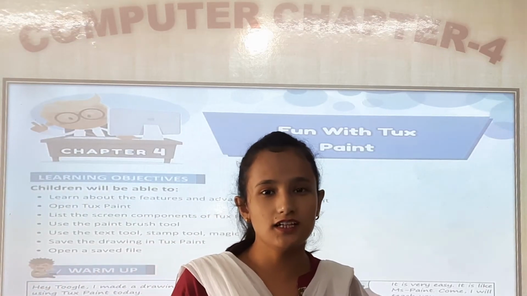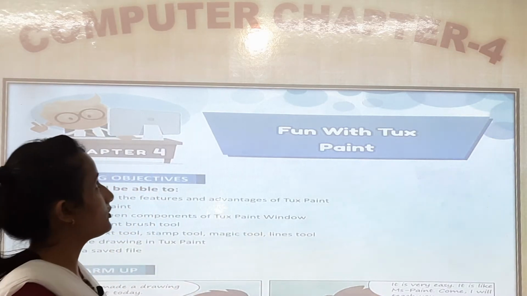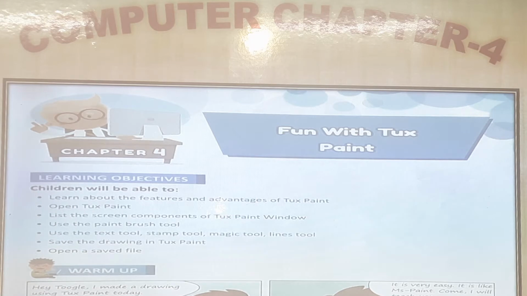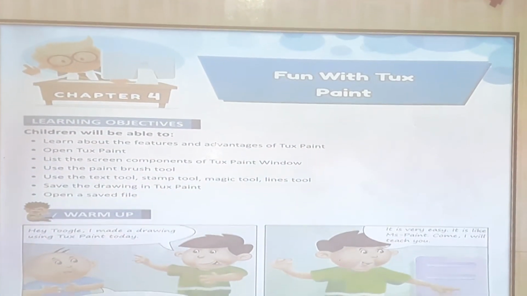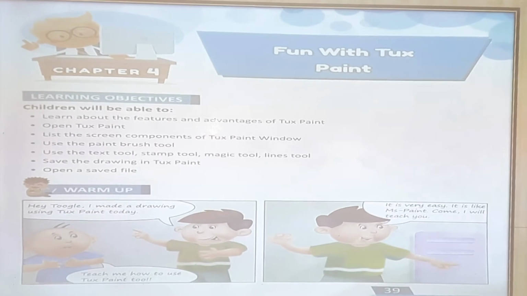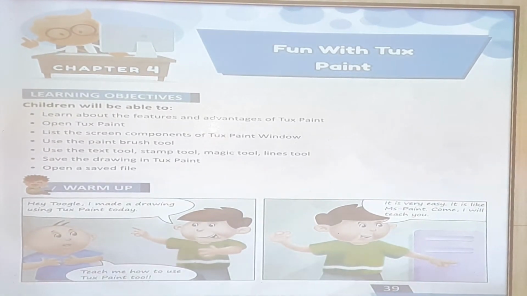Today we are going to start computer class. You can take out a computer book. Chapter 4. Today we are going to do chapter 4. In chapter 4 you can see fun with TUXPEN. You can see page number 39. In page number 39 you can see fun with TUXPEN. Learning objective: children will be able to learn about the features and advantages of TUXPEN.